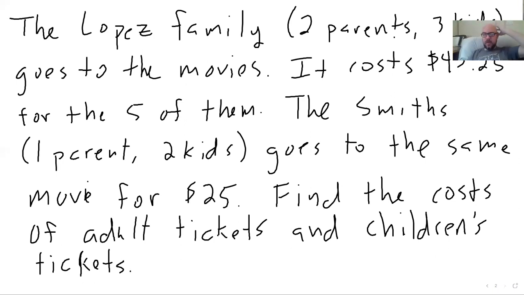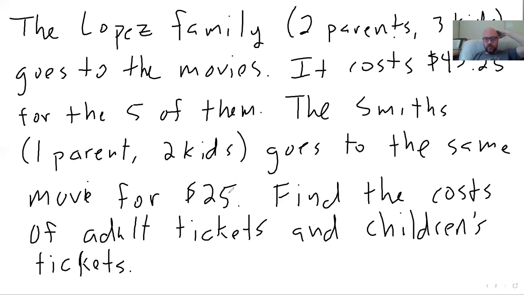Okay. This one is a little bit less obvious than the last one, right? We're going to have to parse this a little bit. So we have one family with 2 parents and 3 kids. So 2 adults, 3 kids is $43.25. And then 1 parent and 2 kids is $25. So we need to figure out how much it costs for an adult ticket and how much it costs for a child's ticket.